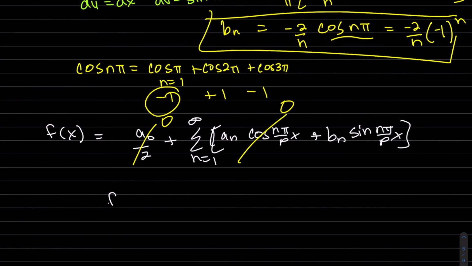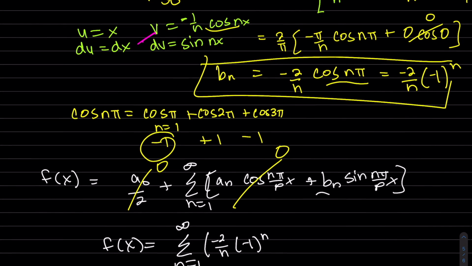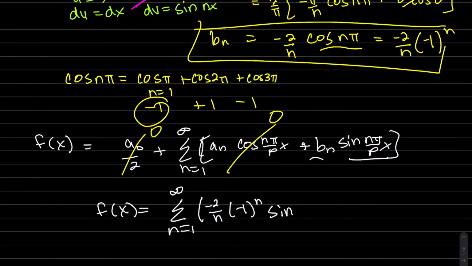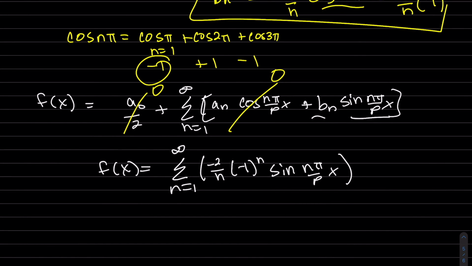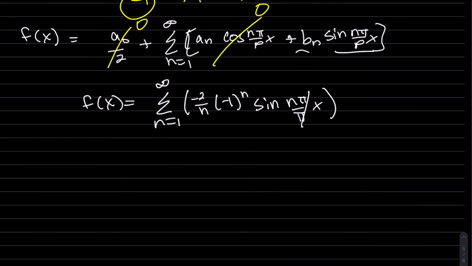So our f of x is the sum of b_n times the sine of nx. Oh, that's good. This is our b_n times the sine of nx. But of course, this is for p equals pi. That constant can come in front.